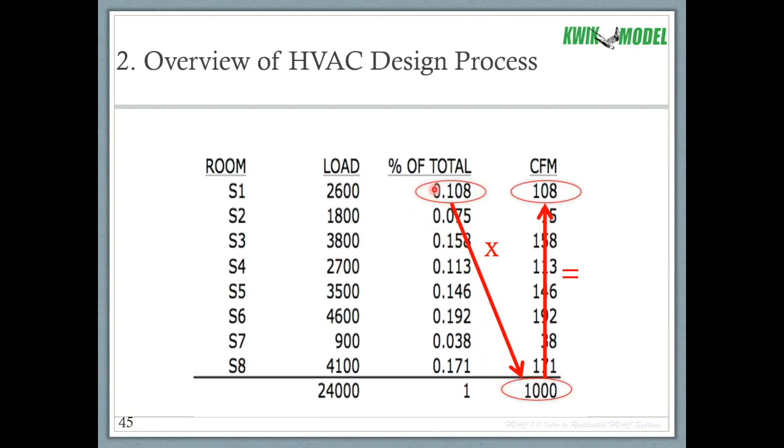So here's our table, here's our numbers that we calculated. Now we just have to take each one of these numbers and multiply it times our total CFM of 1000 and write down the CFM for that room. Again, this is just an exercise. This is all done internally to the software and done very quickly for you, but it's useful to know how that happens and where those numbers come from. Okay, so 0.108 times 1000 is 108. 0.075 times 1000 is 75, and so on. Make sure you check that these all add up to 1000.